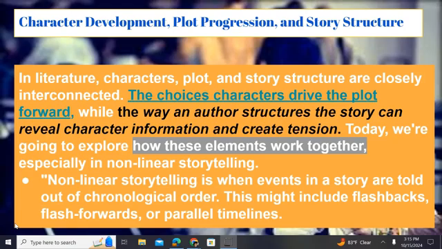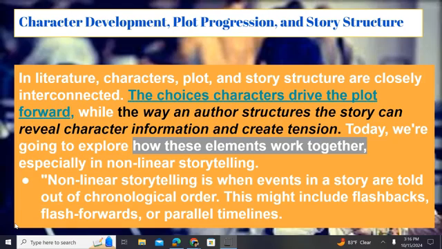So you need to know three things from this particular slide. One, you need to know about the character's choices and how their choices drive the plot forward. Two, you need to know about the author's structure and how that structure reveals information about the character and how it creates emotions within the reader. Three, you also need to know what non-linear storytelling is, okay?